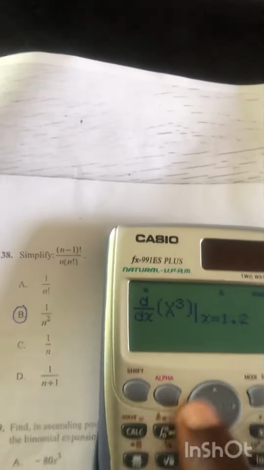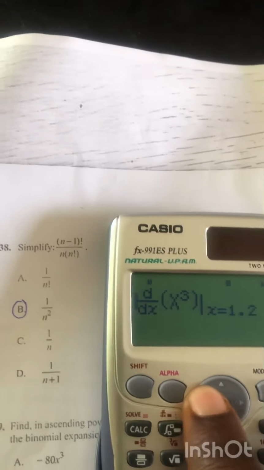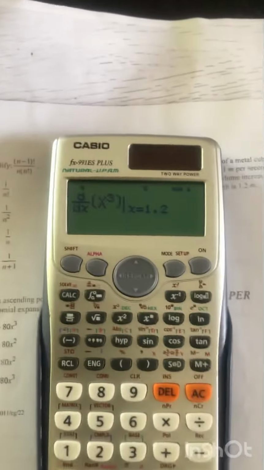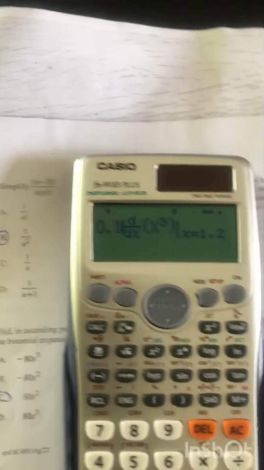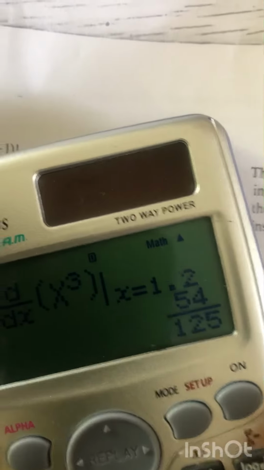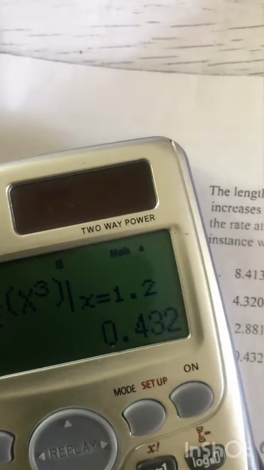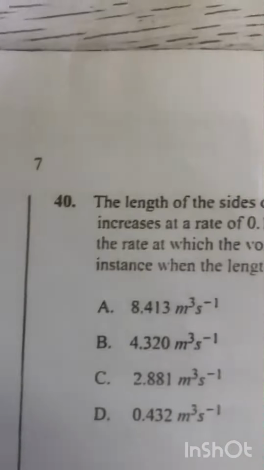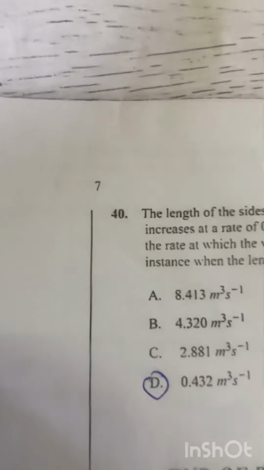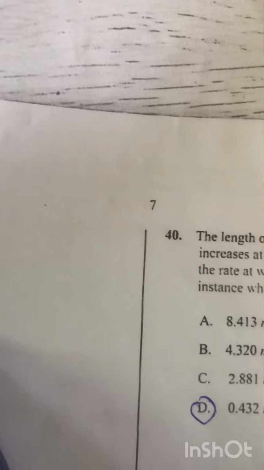So I bring the cursor in front of the dy dx and I type 0.1 and I press equal to give my final answer, which is 54 over 125. So I press SD to get 0.432, which is D. So calculate the amount of minutes we used to solve these 30 questions out of 40 questions. We skipped only 10.